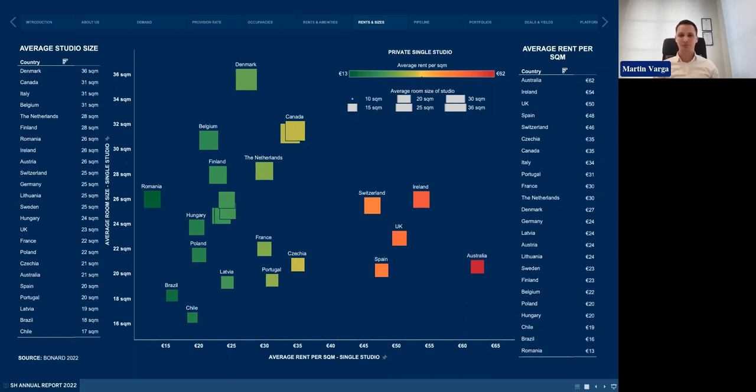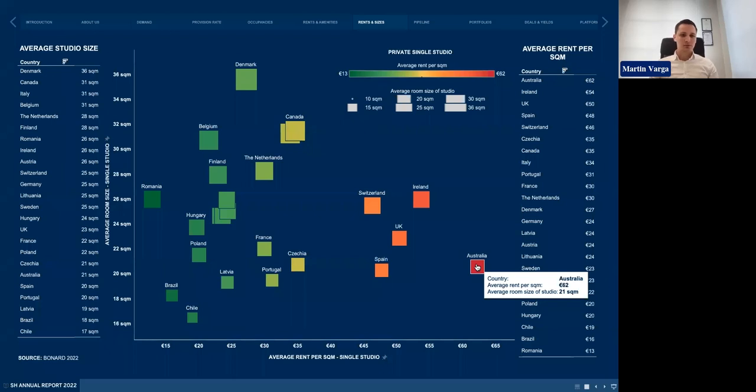euros per square meter. And looking more closely at the graph here in the middle, you can see that Denmark, as mentioned, has the biggest room sizes, but on the other hand, the average rents per square meter are lower compared to the rest of the world. While in Australia, where the room sizes are at a level of 21 square meters, the average rent they can squeeze out is 62 euros per square meter.